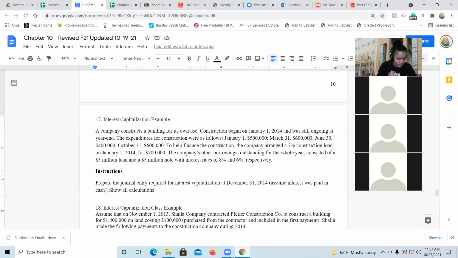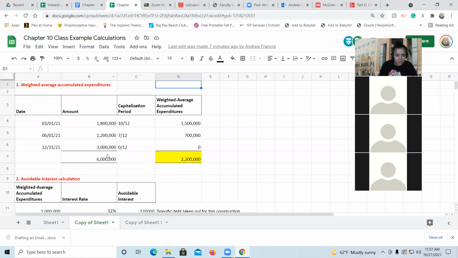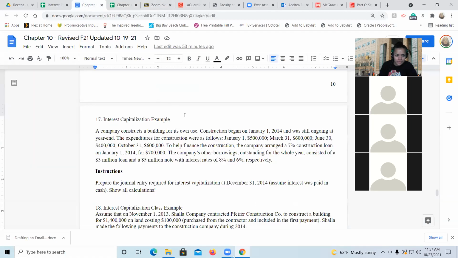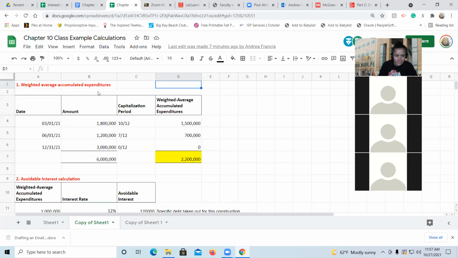All right, so the hope is that everybody is ready to go now. What I want you to do is answer the first step of that question. Using the information from number 17, you are going to do the weighted average accumulated expenditures. I'm leaving up the solution from question number 3 so that you can see how I did it and use that as the formula to do it yourself.